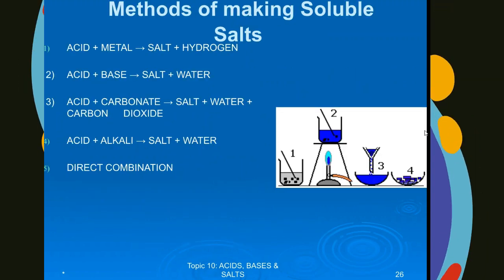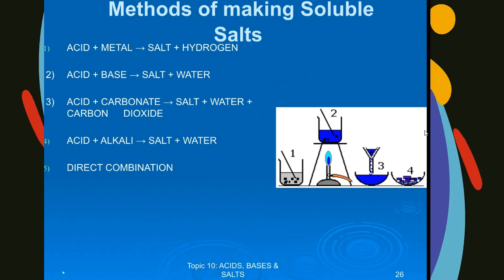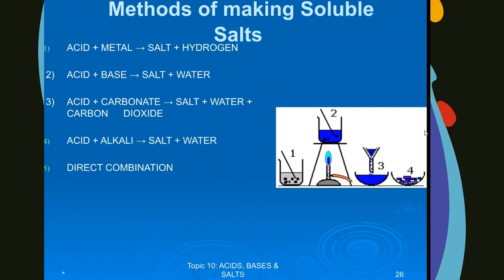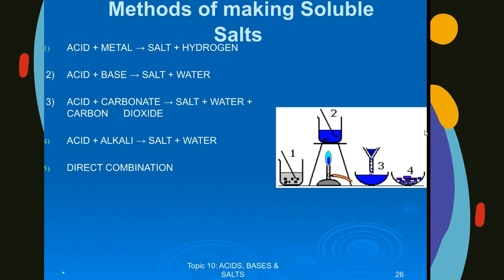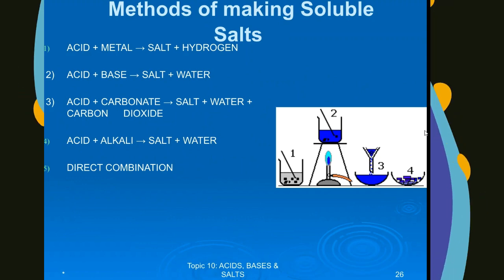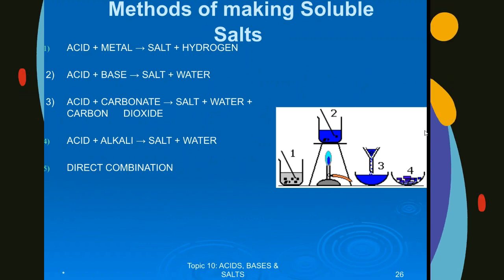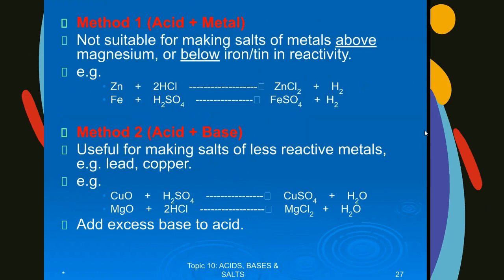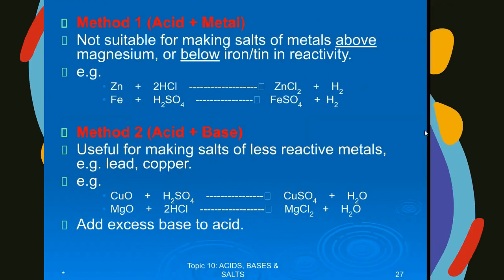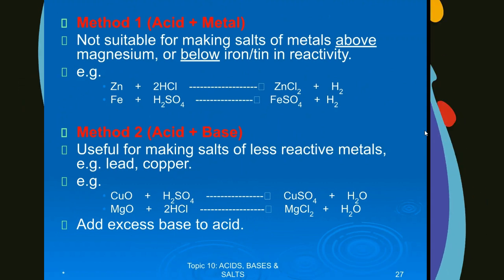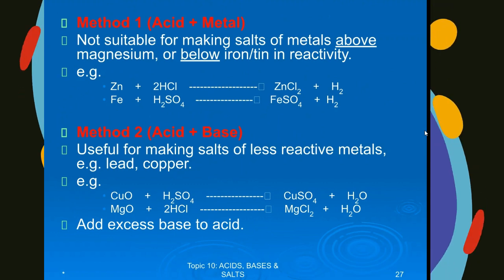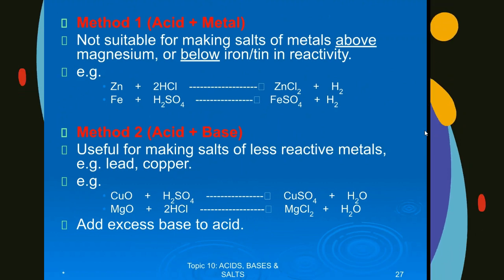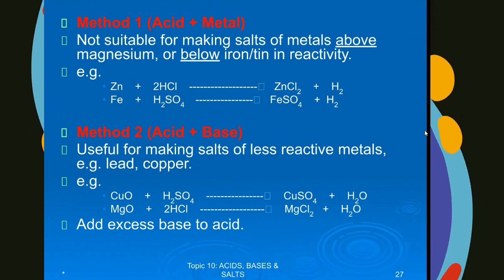Now, methods of making soluble salts. First, acid plus metal, which gives salt plus hydrogen. Then acid plus base, which gives salt plus water. Then acid plus carbonate gives rise to salt plus water plus carbon dioxide. Then acid plus alkali, which gives the same, salt plus water. Then direct combination. So the first method, acid plus metal, is not suitable for making salts of metals above magnesium or below iron or tin in reactivity. For example, zinc plus 2HCl gives rise to ZnCl2 plus H2. Then Fe plus H2SO4 gives rise to FeSO4 plus H2.